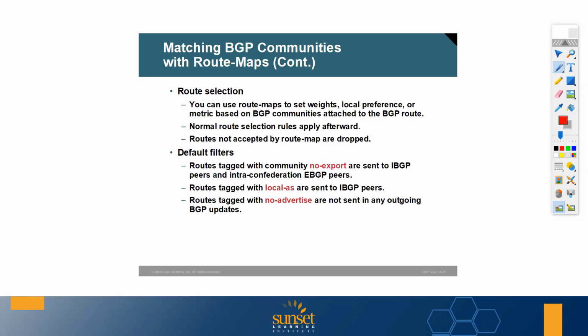I can use local AS as a standard community string attribute, okay? And again, what you're going to see with that is local AS only sends it within the service provider's network to their iBGP peers. No longer does it send it to interconfederation eBGP peers. And last but not least, you can have no advertise, where it is not sent to any neighbor in BGP. Only the local router receives that route at that point.